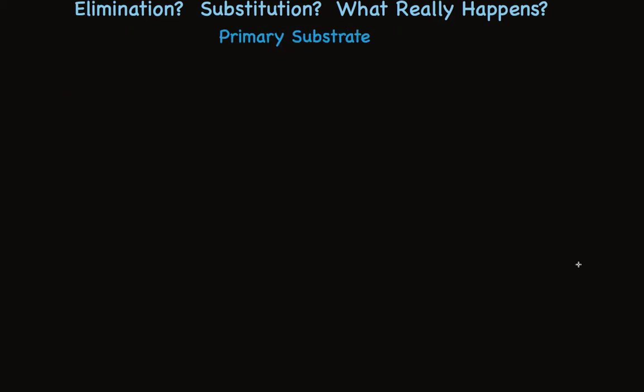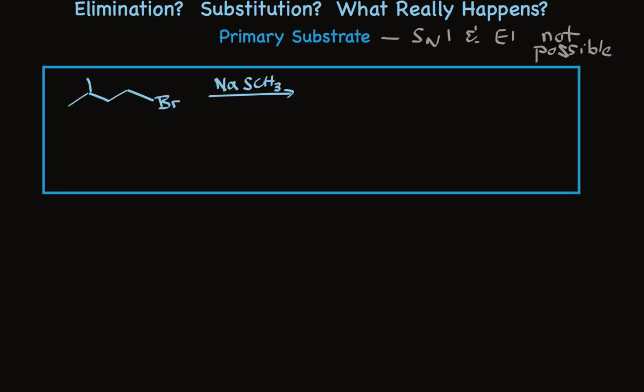First of all, it simplifies things enormously if you focus first on the structure of the starting compound. When the substrate is primary, SN1 and E1 are simply not possible, so we can rule those out. So let's look at some examples of primary substrates.